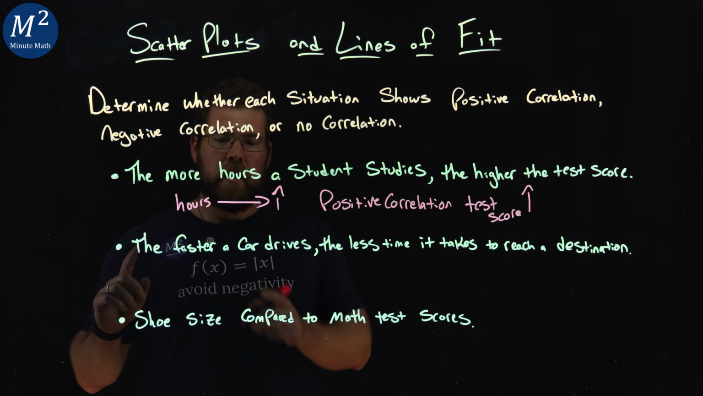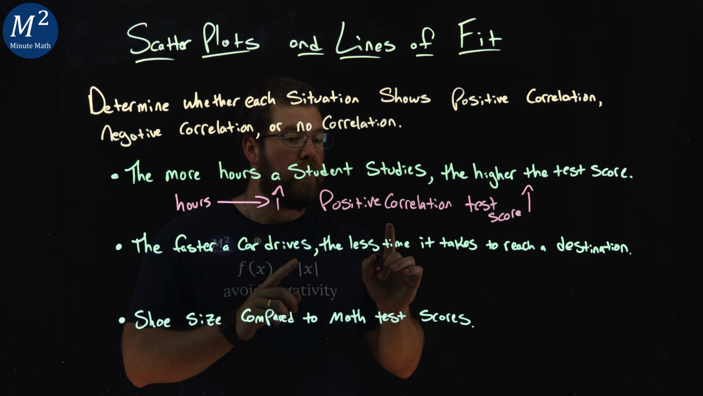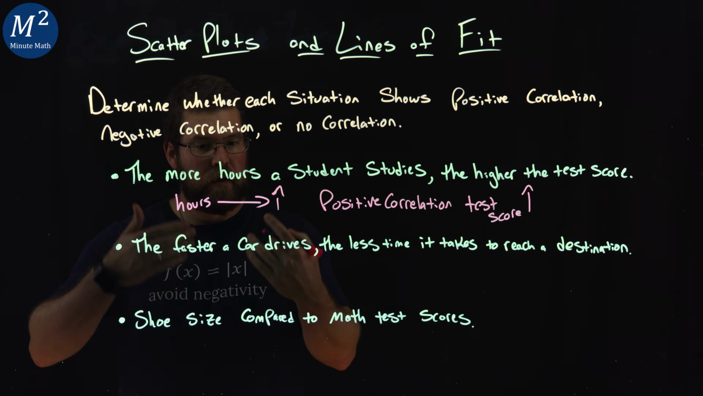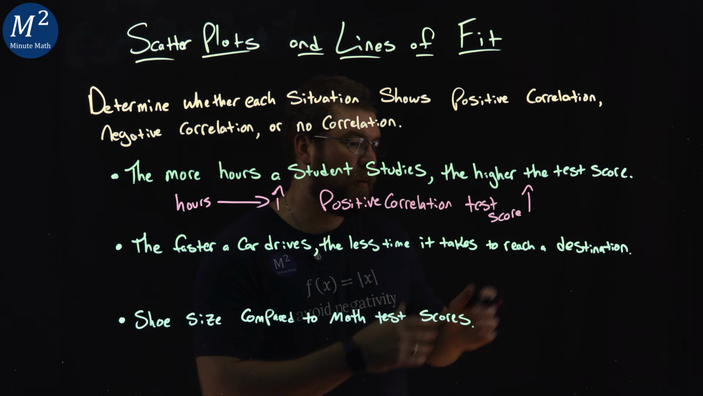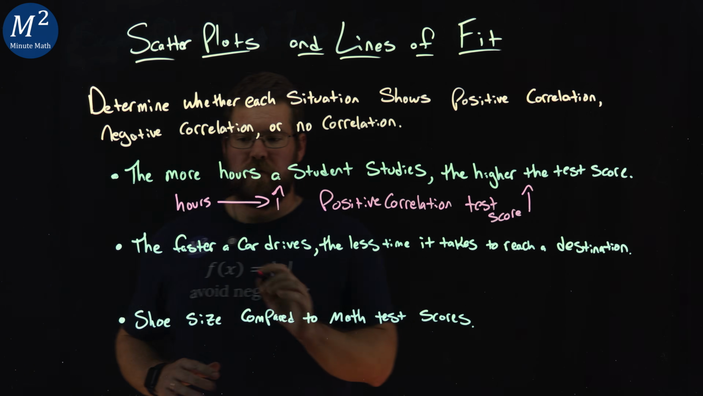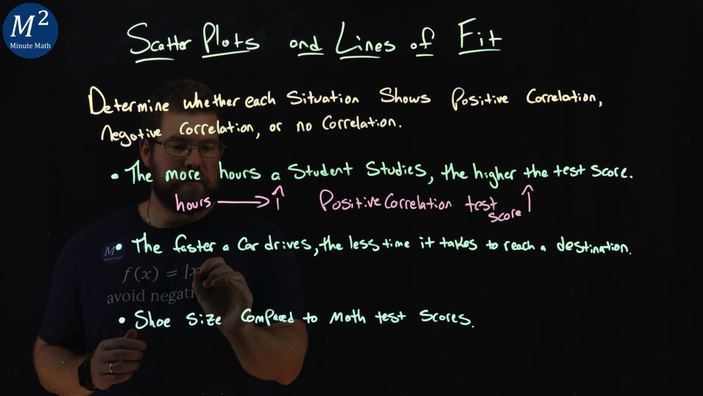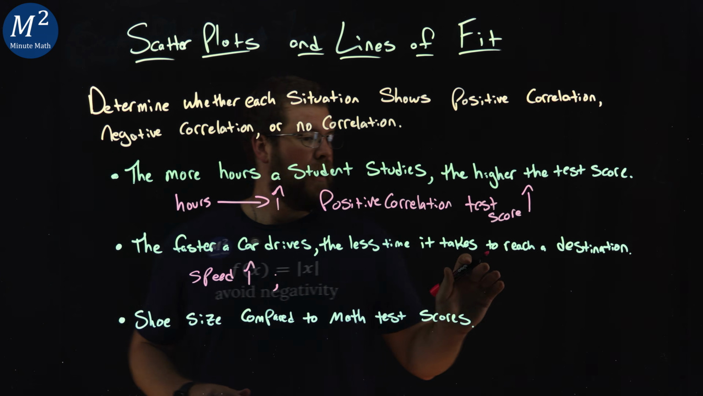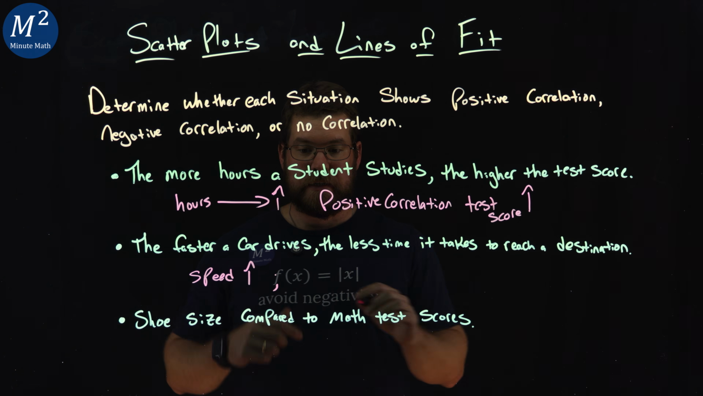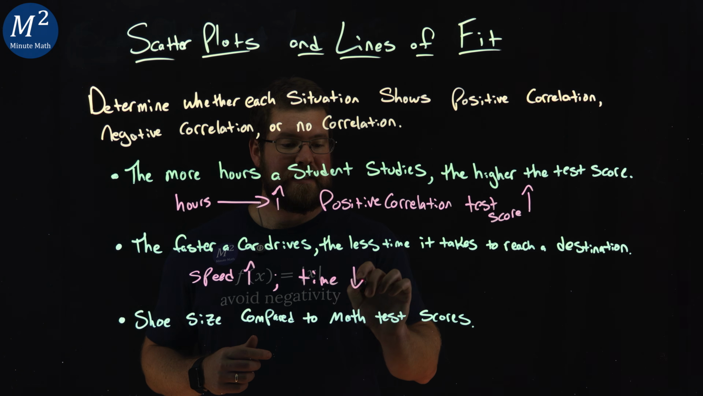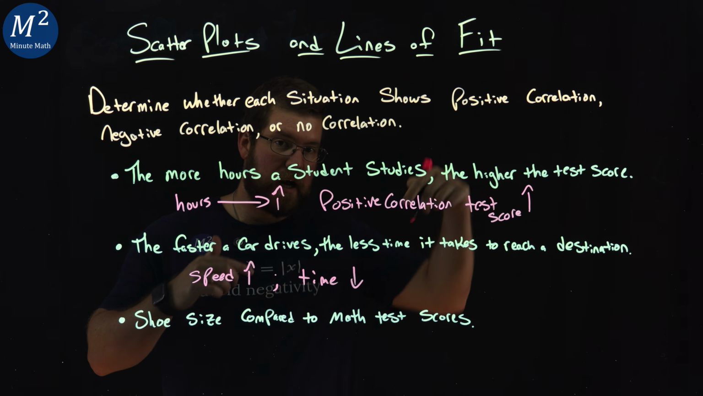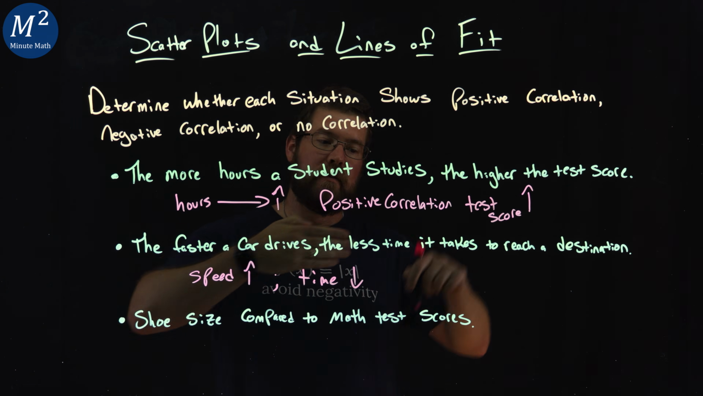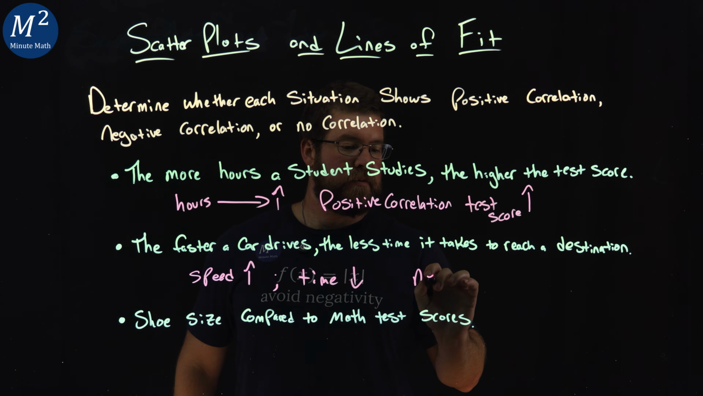The next one. The faster a car drives, the less time it takes to reach a destination. Our two variables here. The faster the car drives, the less time it takes to reach a destination. So as the car is going faster, so speed increases, goes up, the time it takes to reach a destination goes down. So speed going up, time's going down. We would say that's a negative correlation, okay? As one's going positive, the other one's negative. It's a negative correlation.